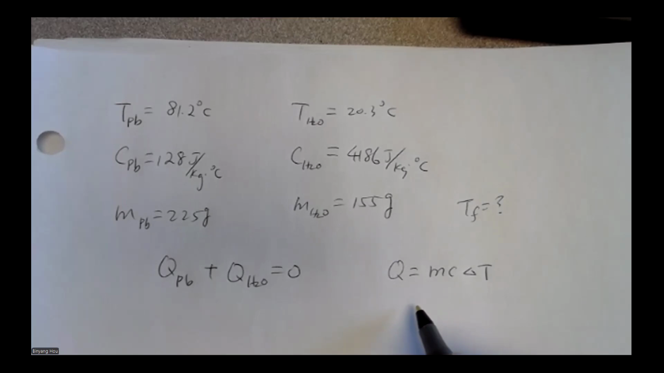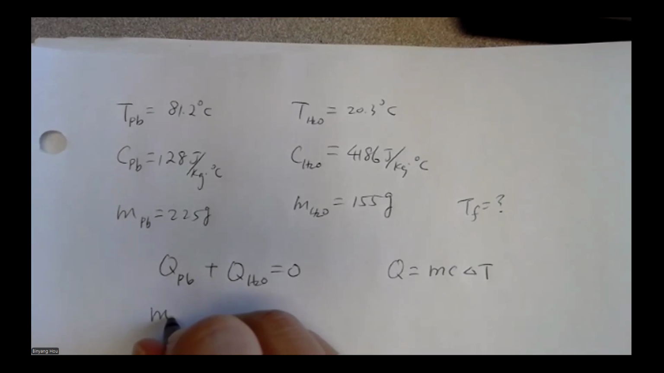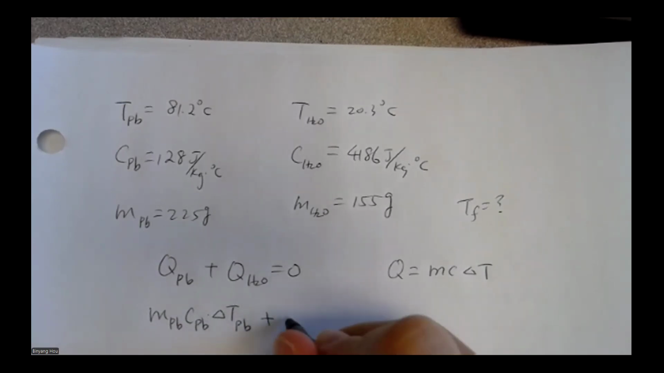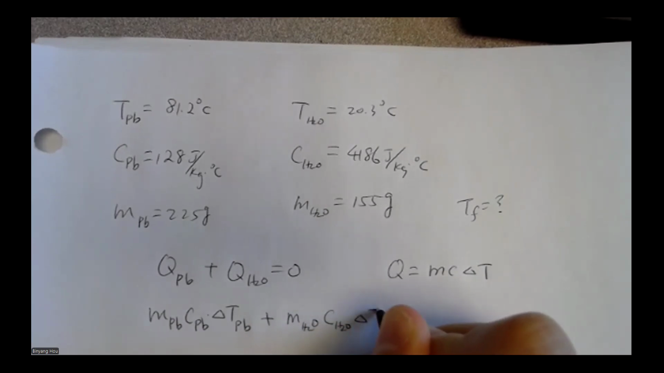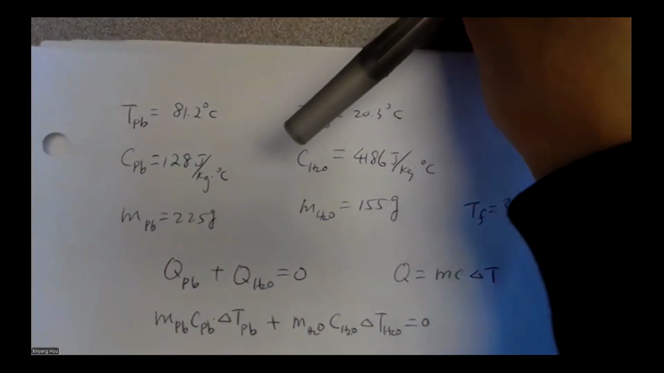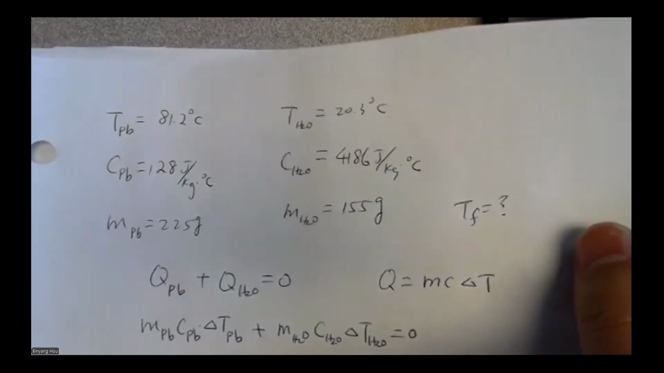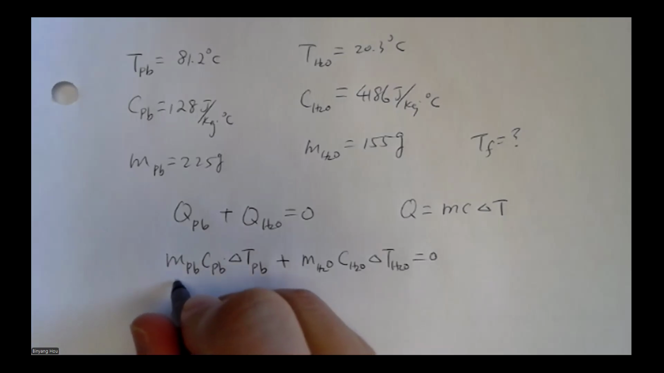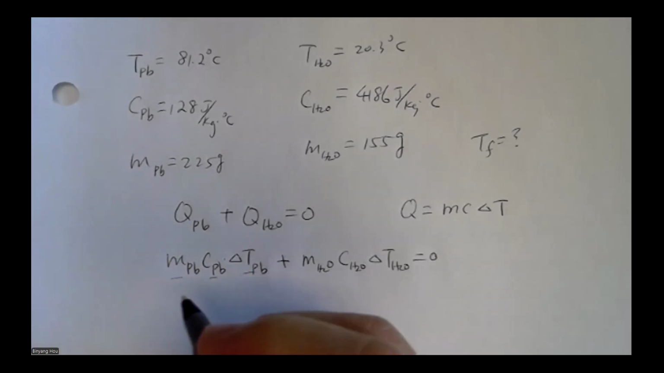Okay, so in this case, for lead, this will be mass of the lead, heat capacity of the lead, and then temperature change of the lead, right? And then plus mass of the water, heat capacity of water, and then temperature change of the water. So that should go to 0. Okay. So in here, the temperature change for the lead, we know this. Okay, now let's work on this.